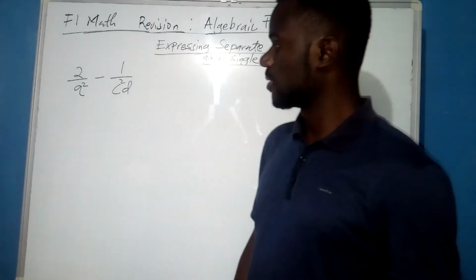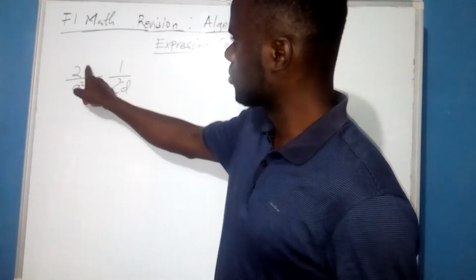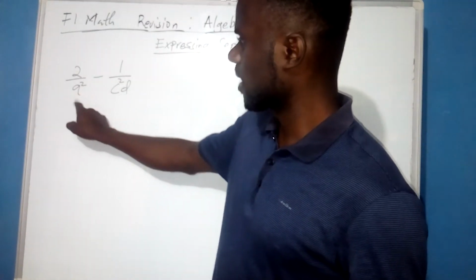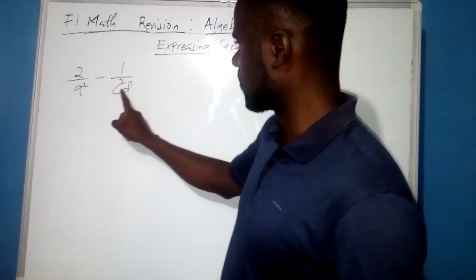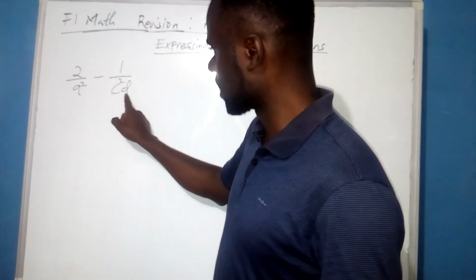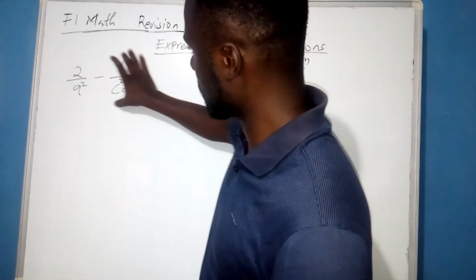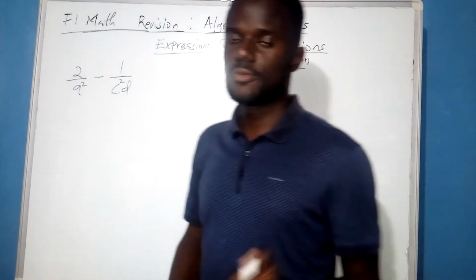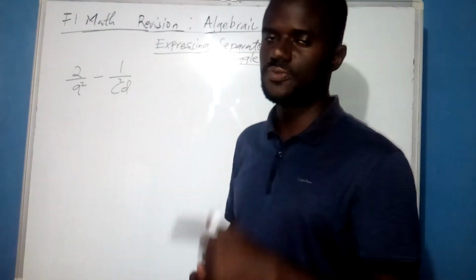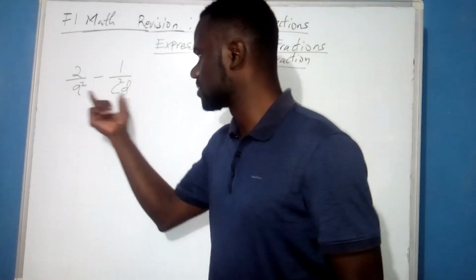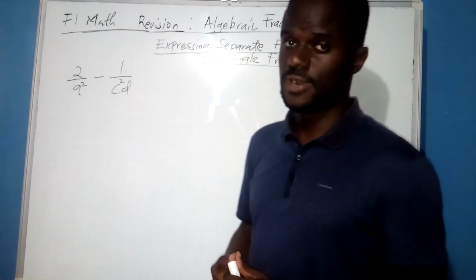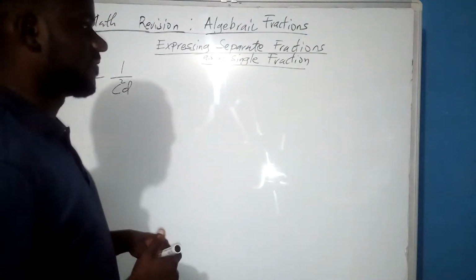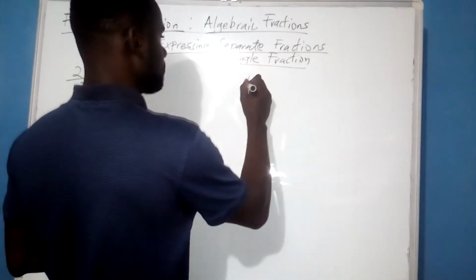It will be 2 over a squared minus 1 over c squared times d. We are supposed to write this entire fraction as a single fraction. Remember, they are just two separate ones. Let's write them as a single fraction. The first step will be to get the LCM.